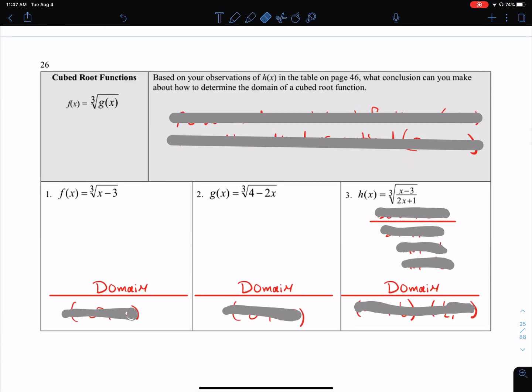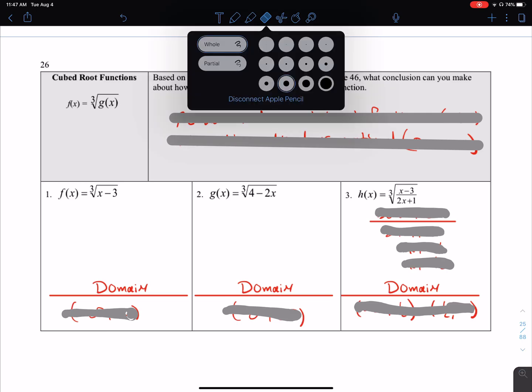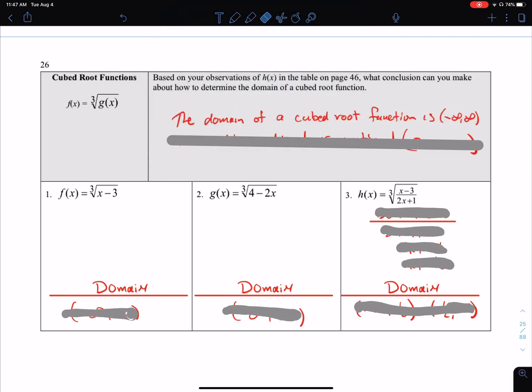Cubed root function. Based on your observation of h of x on page 24, I think it was page 24, yeah, 24, what conclusions can you make to determine the domain of a cubed root function? Well, a cubed root function has a domain that's negative infinity to infinity. Unless there's a radicand, if the radicand is rational, in other words, if it's in the bottom of a fraction, then some exceptions can fall from this.